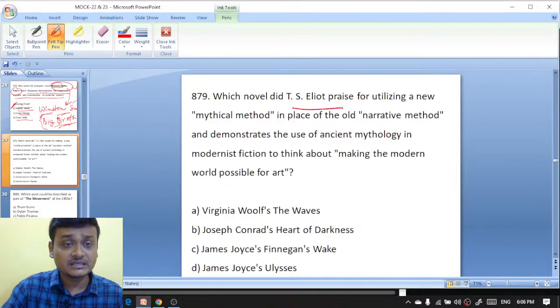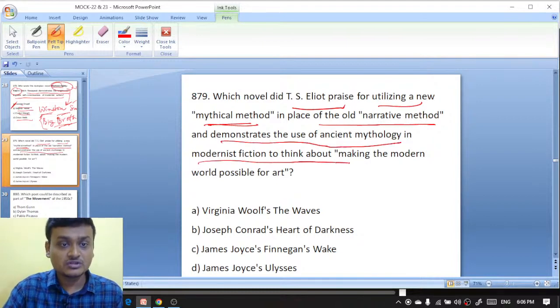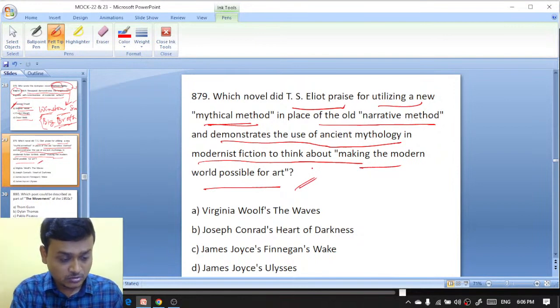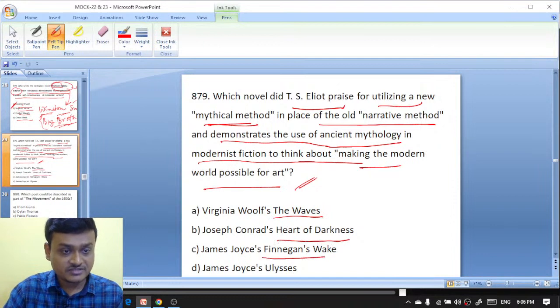Which novel did T.S. Eliot praise for utilizing a new mythical method in place of the old narrative method, and demonstrates the use of ancient mythology in modernist fiction to think about making the modern world possible for art? Your options are Virginia Woolf's The Waves, Joseph Conrad's Heart of Darkness, James Joyce's Finnegans Wake, and James Joyce's Ulysses.